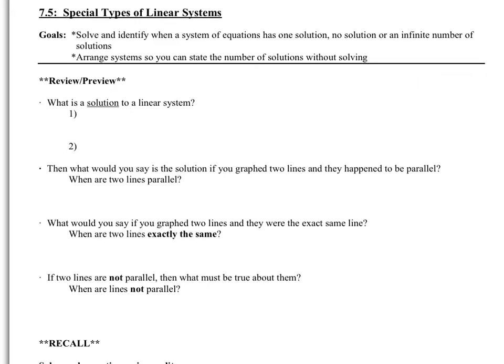The second goal is to arrange systems so you can identify the number of solutions without actually solving them. So the first thing we have to talk about is what a solution to a linear system actually is. In a graphing sense, if you're going to graph two lines, the solution is the point of intersection, or the point on both lines.